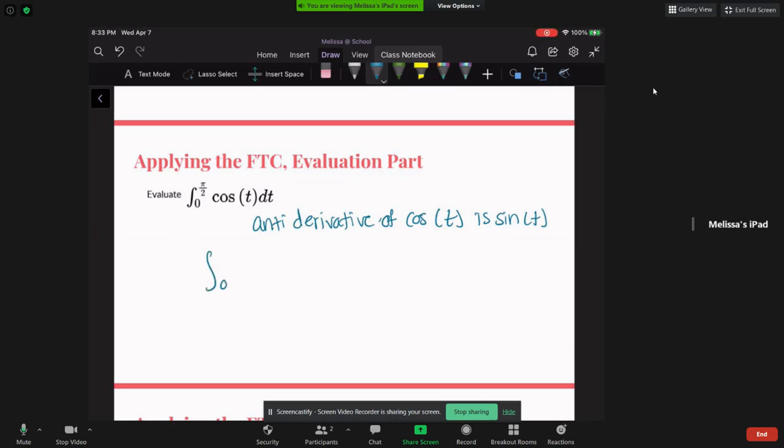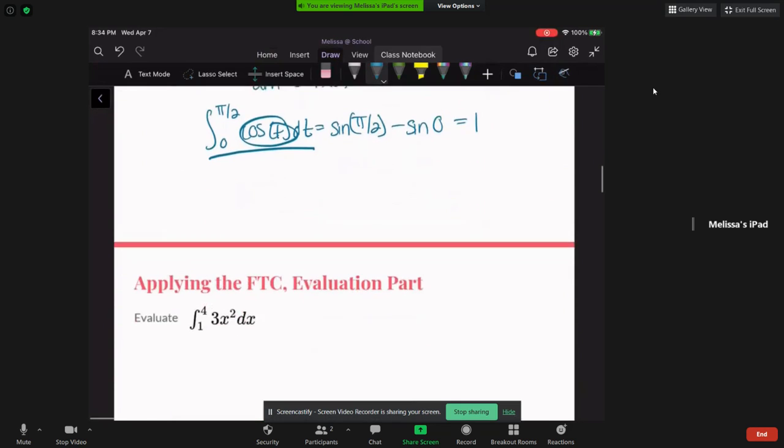So what we're really saying here is the integral from 0 to pi over 2 of cosine of t dt is equivalent to saying sine of pi over 2 minus sine of 0, which comes out to be equivalent to 1. So again, one way that we can use the fundamental theorem here is to use the antiderivative of cosine of t, which is sine, and then do sine of your upper limit minus sine of your lower limit. Okay.